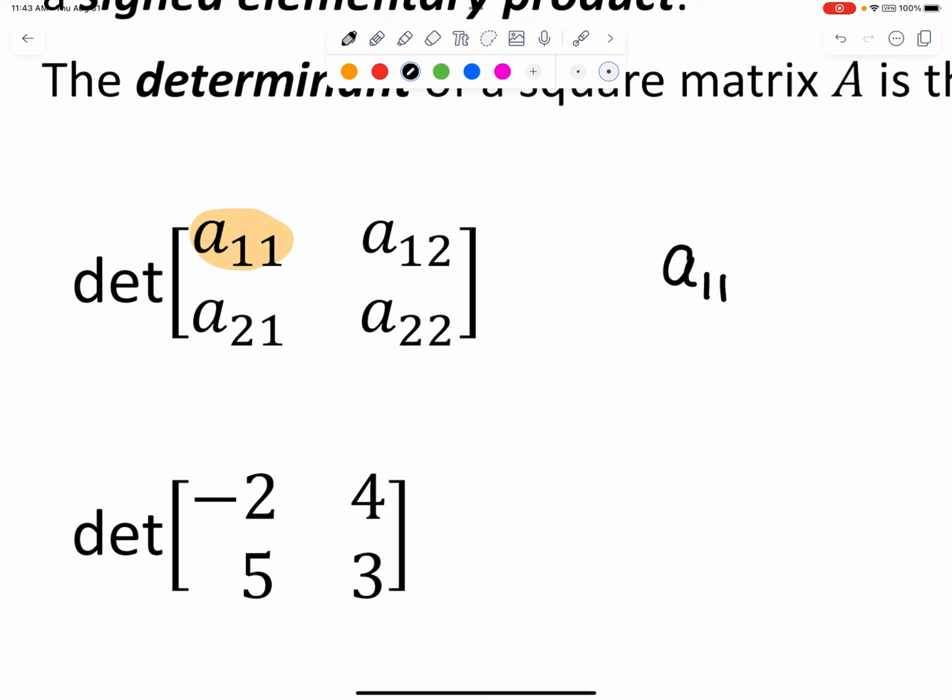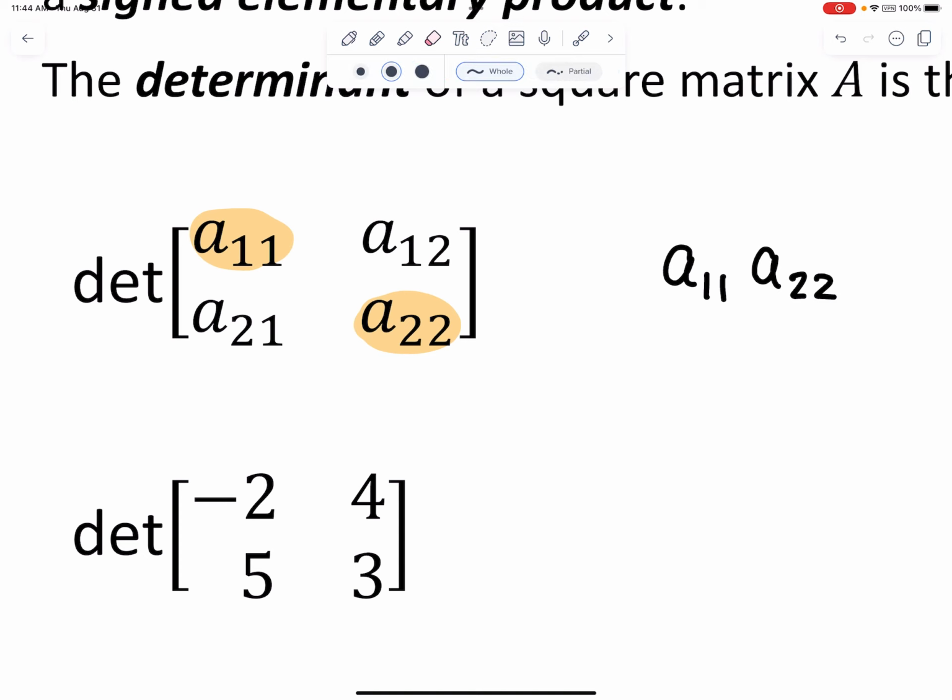Now I need to have two entries being multiplied in order to have an elementary product of this 2 by 2 matrix. The next entry I pick cannot be in the same row or column of the entry I've already picked. That means we really only have one option for the second entry, and that's this A22 position. So we have an elementary product, A11 times A22, and neither of these entries are in the same row or column.